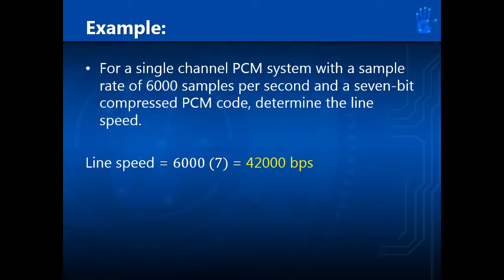This given 7-bit compressed PCM code is already our bits per sample. So we directly multiply the given 6,000 times 7 and we have 42,000 bits per second, or 42 kilobits per second.